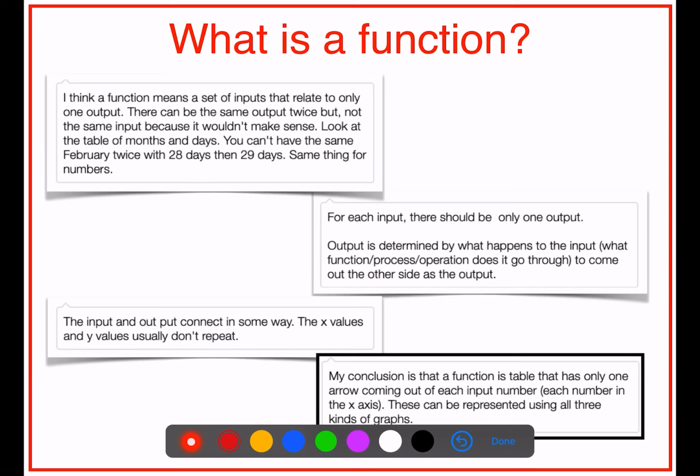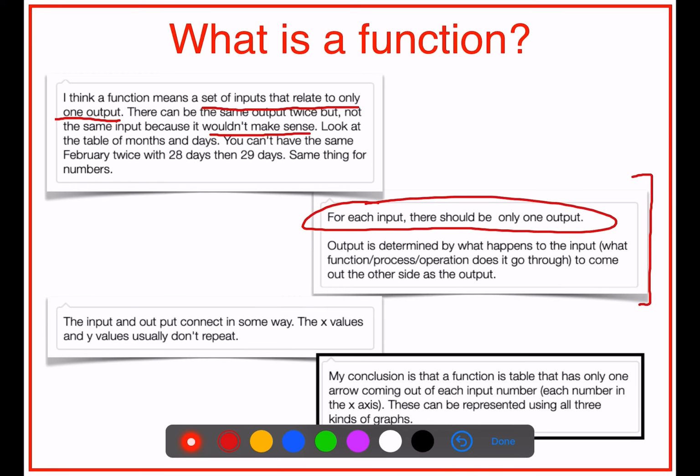Some of the other ones that I really liked, I think a function means a set of inputs that relate to only one output. This was great, a set of inputs that relate to only one output. There can be the same output twice, but not the same input because it wouldn't make sense. Look at the table of months and days. You can't have the same thing for February twice. For each input, there should only be one output. The output is determined by what happens to the input, what the function, process, operation that it goes through to come out on the other side as the output.